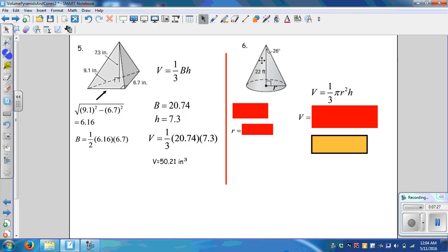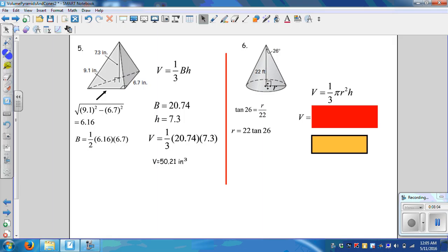Number 6, you'll notice you have a degree of 26. So we're going to be working with some trigonometric ratios. And I've added an r into the picture because I don't know the radius of my base. So in this particular problem, the trig ratio that you're going to use is tangent, because for 26, it's opposite over adjacent, which is r over 22. So we have that the tangent of 26 is r over 22. If we multiply both sides by 22, you get 22 tan 26. You can convert this to a decimal earlier or later. It is up to you.